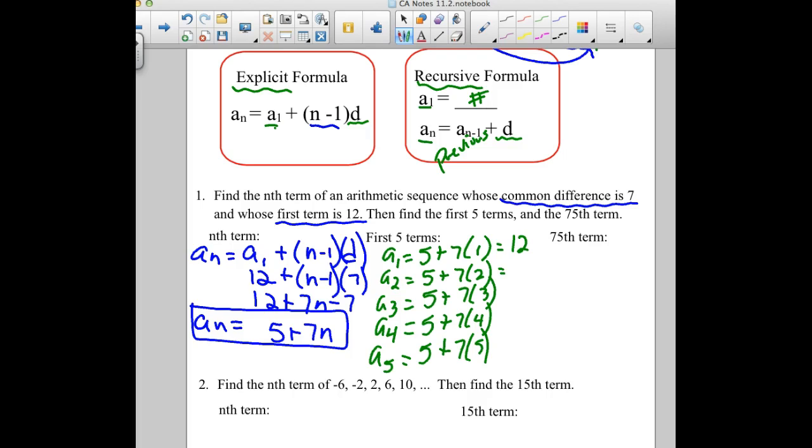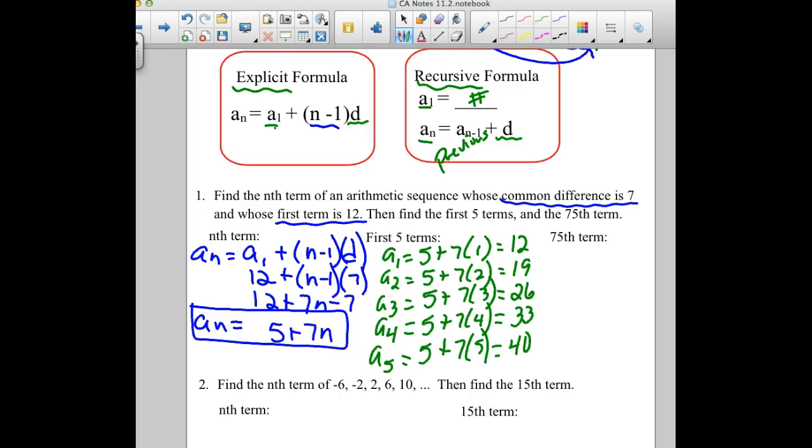Second term would be 19, then, okay, good. All right, now look at your list of numbers. How much are they going up by? And was that the common difference? It's supposed to go up by 7?